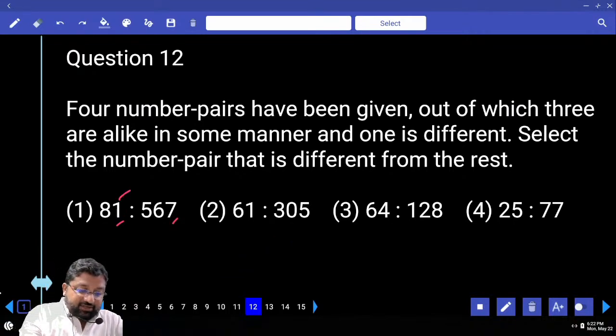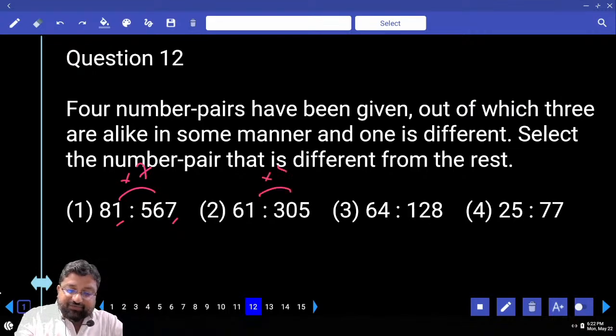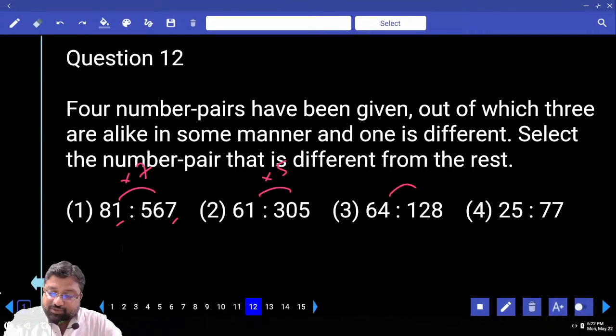Let me check 81 into 7. 8 7s 56, 1 into 7, 7. Correct? This is 61 into 5. Yes. What is this? 64 into how much? 2 times. 5 into any number, never.